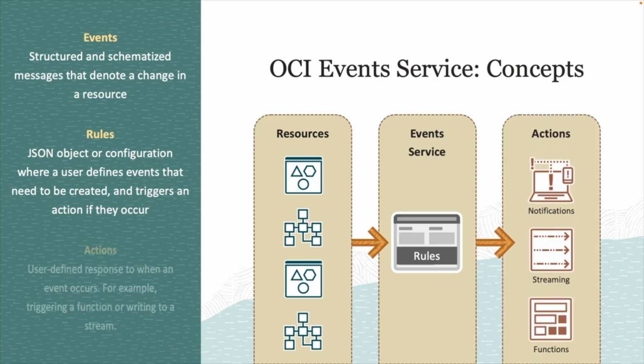The third concept is actions. An action is specified for the rule to trigger when the filter finds a matching event. And so, actions are those responses that a user would define when an event rule condition is matched. Rules can have one or more actions defined to be executed when they are triggered. There is a predefined set of actions that you can choose to be executed. As we saw previously, you can use services like the notification service, streaming, or Oracle functions to create actions.